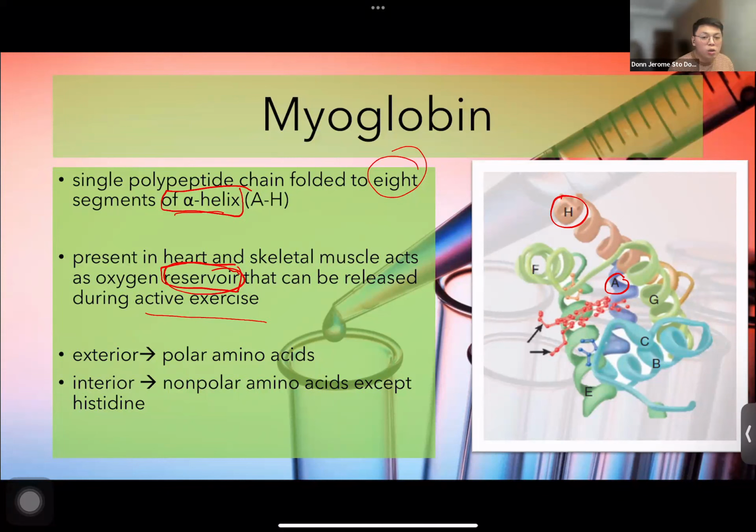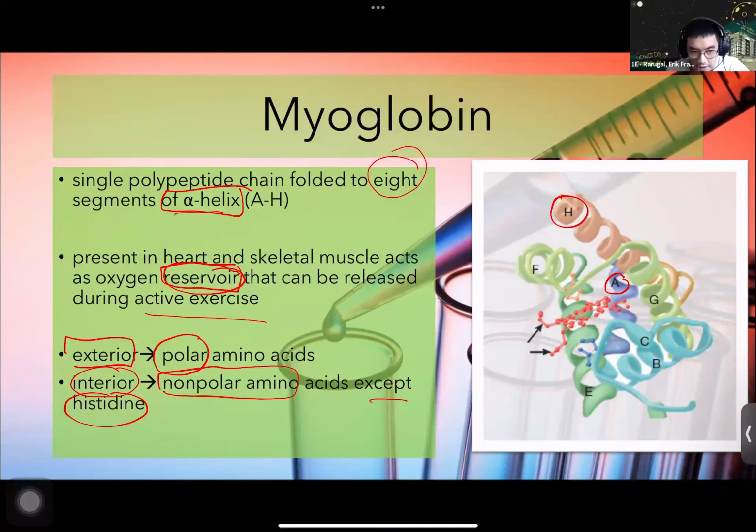Okay? So the molecule myoglobin is lined with polar amino acids on the exterior portion, meaning yung mga water-soluble hydrophilic amino acids, and the interior of the molecule is lined by non-polar amino acids with the exception of histidine. Protein chem. What is the polarity of your histidine? Ano uli yung polarity ng histidine? Polar positive po. Correct, no? It's polar basic or polar positively charged.